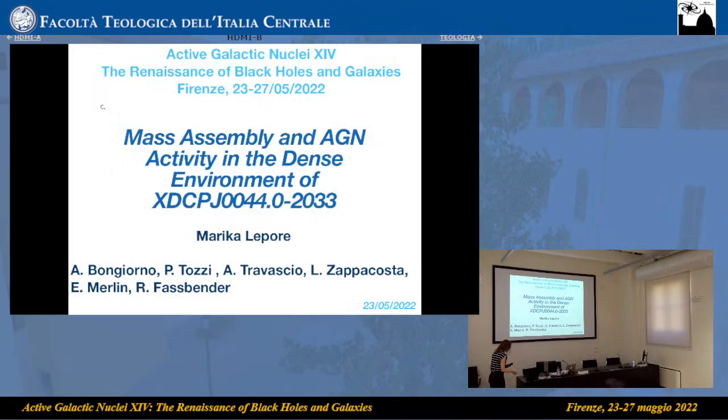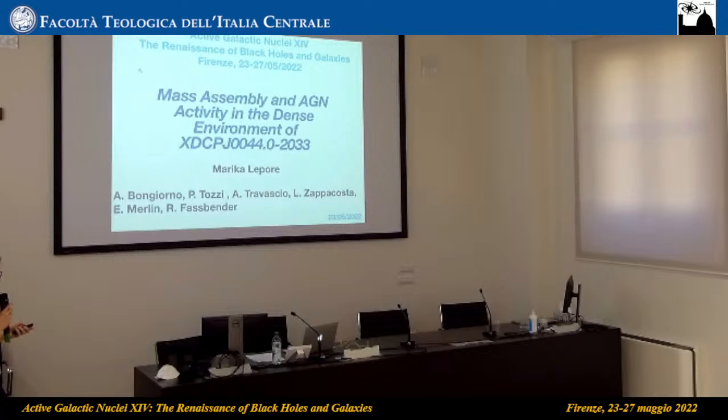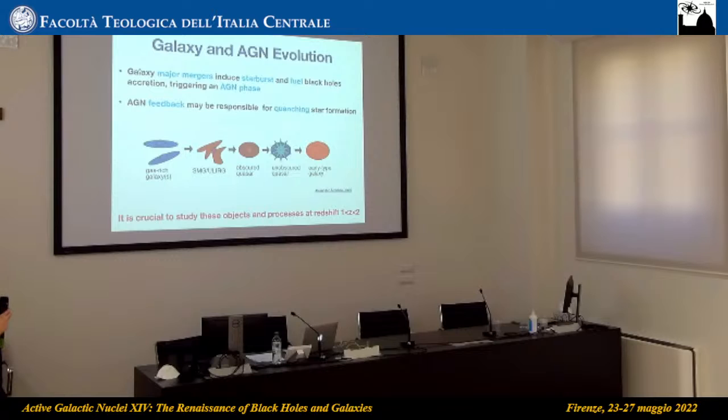Good afternoon, everyone. I'm Marika Lepore, and today I'm going to talk to you about the mass assembly and AGN activity in the galaxy cluster XDCP0044. Models and simulations suggest a scenario in which galaxy major mergers induce starbursts and fuel black hole accretion, triggering an AGN phase. Later, the feedback phase of an AGN may be responsible for quenching star formation and leading to the formation of a passive elliptical galaxy.